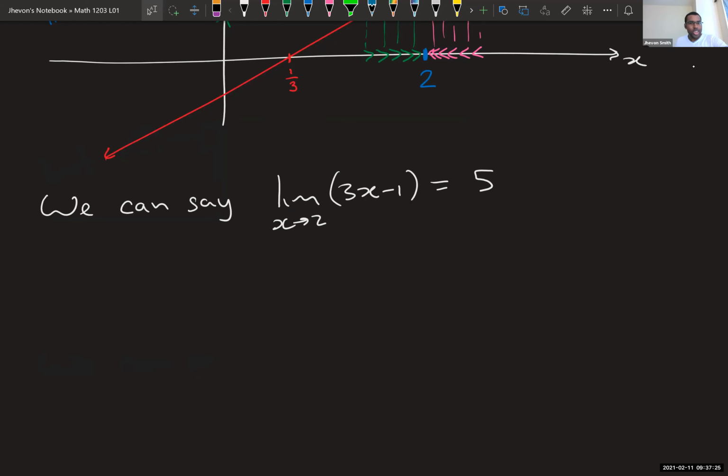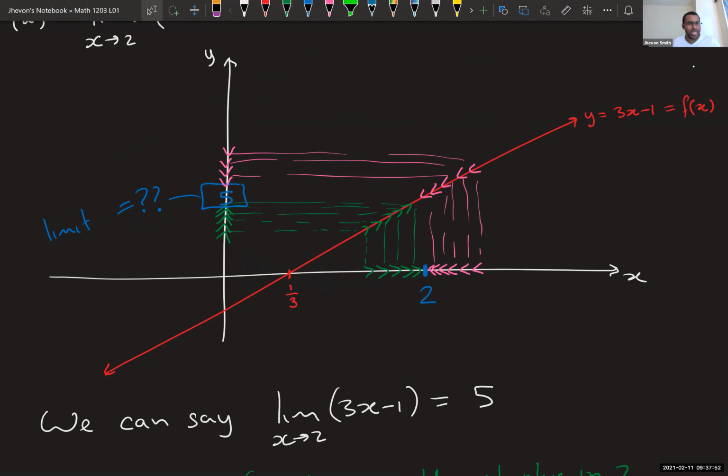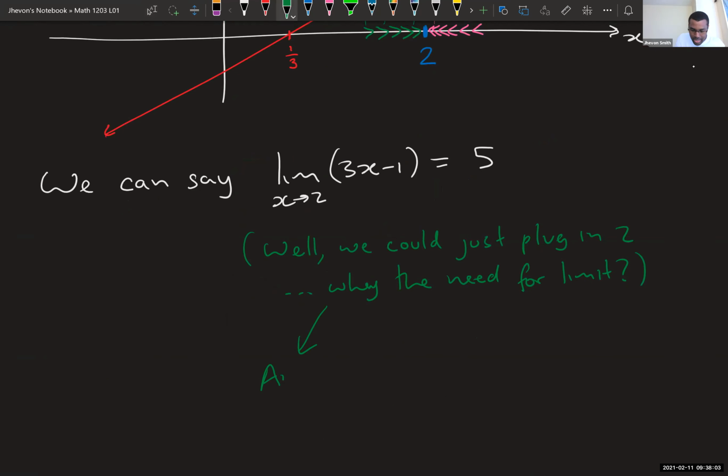Now, you might say, well, we could just plug in, right? Why the need for a limit? So you might be saying, okay, if my x value gets close to 2, I could just plug in 2 for x, and then I would get 5 as the answer. So everyone knows the answer is 5, right? Am I missing something here? Why is this important? And the answer is, we won't always be able to plug in 2.